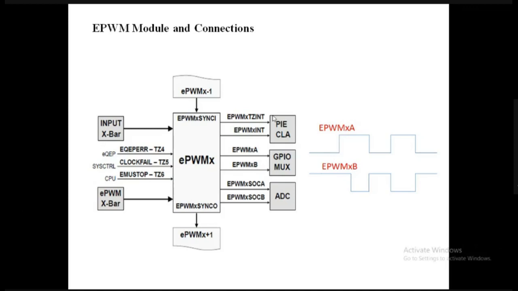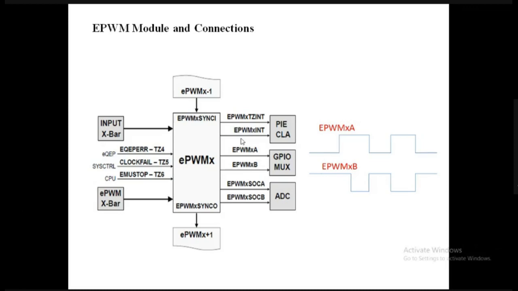So in that case, this trip zone is necessary. If you want to switch off your PWM at a particular current or voltage, this trip zone can provide that feature in two categories: one-shot feature and cycle-by-cycle feature. One-shot feature means that when an overshoot occurs, at that point your PWM signal will be off.